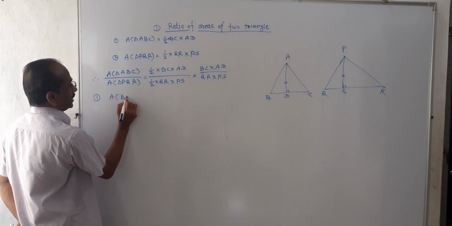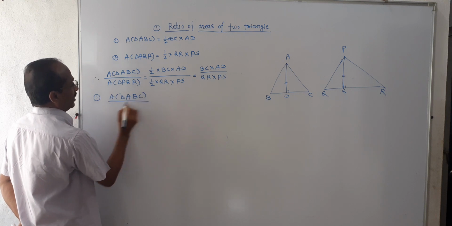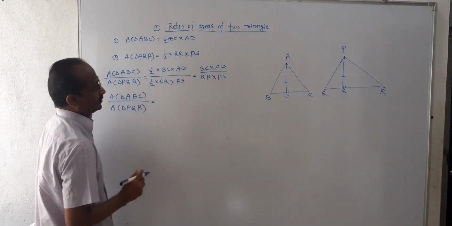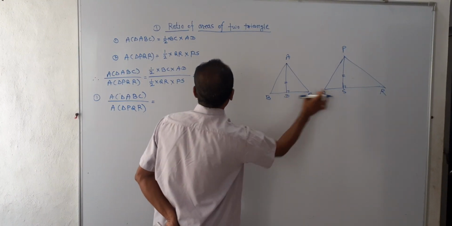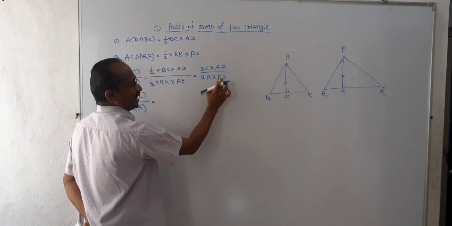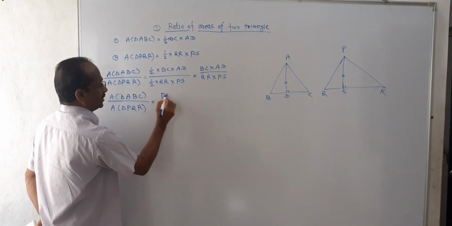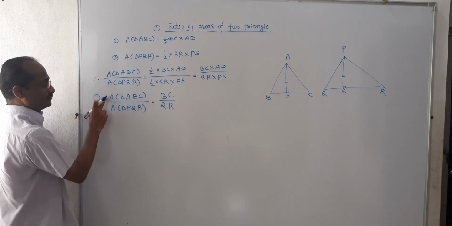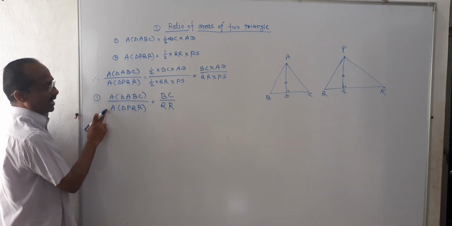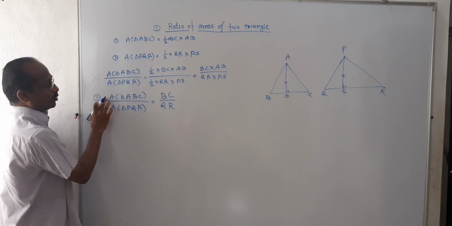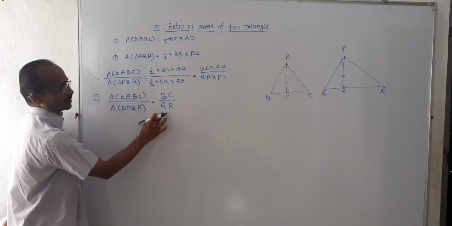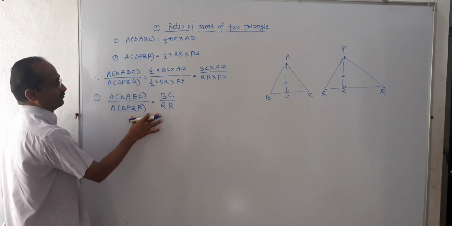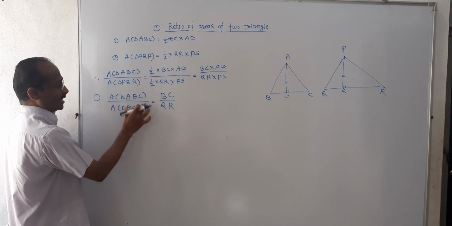Area of triangle ABC divided by area of triangle PQR. As we know, if AD equals PS, then AD and PS get cancelled and the remaining part is BC divided by QR. So we can say that if two triangles have equal height, then their ratio of areas equals the ratio of their corresponding bases. This is one more property for two triangles having equal height: their ratio corresponds to their bases.